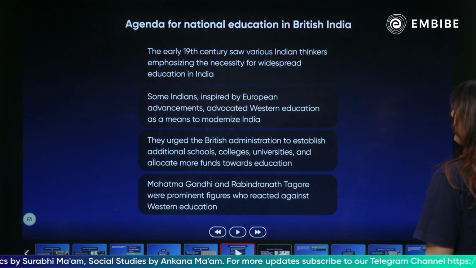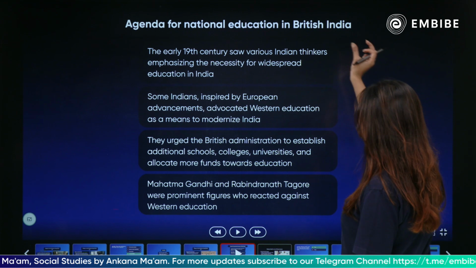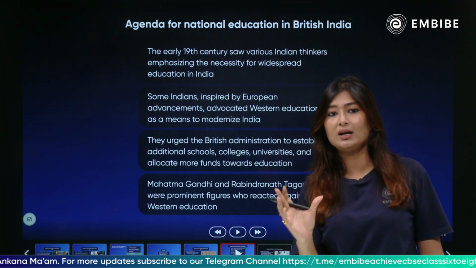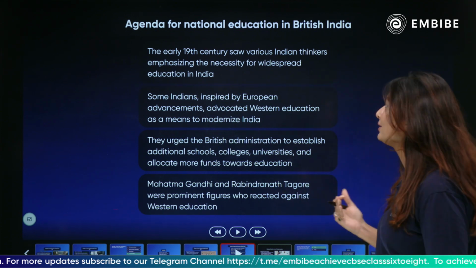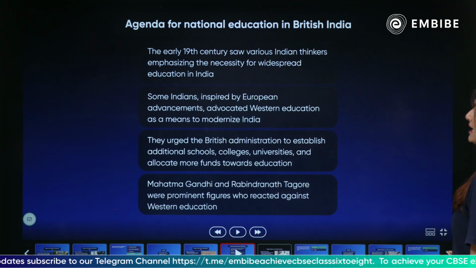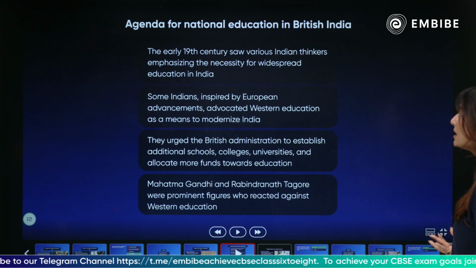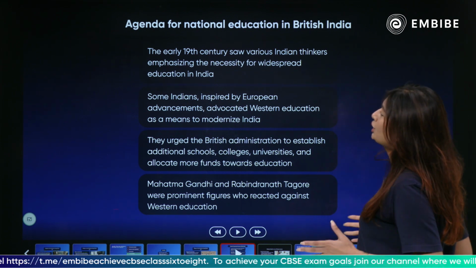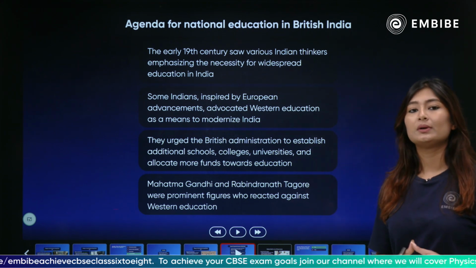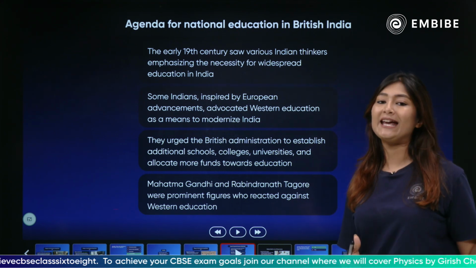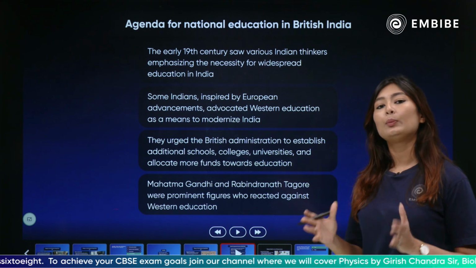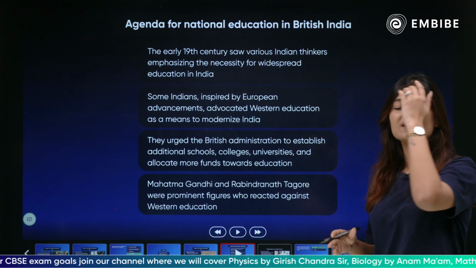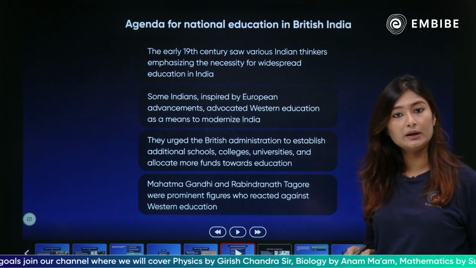So now we are talking about the national education that was brought by Britishers in India. What was their purpose? What was their agenda? What did they want to achieve? The early 19th century saw various Indian thinkers emphasizing the necessity for widespread education in India. So, in simple words, people were not formally educated in India. So, now Britishers wanted a formal degree education and process-oriented learning for the people in India.